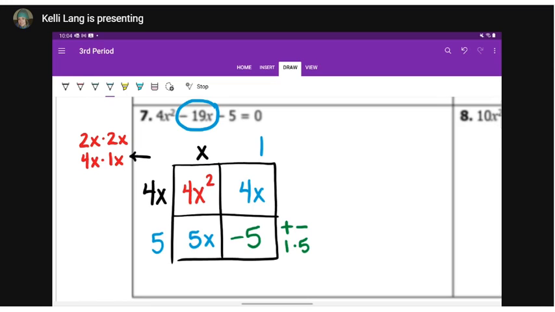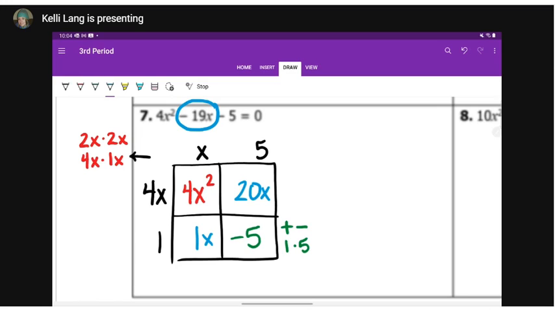Is the difference between 4x and 5x 19x? Absolutely not. This doesn't work. Try switching the 4 and the 5. Or, I'm sorry, try switching the 1 and the 5. I said 4 and 5. So when you switch the 1 and the 5, then you end up with 20x and 1x. Is the difference between 20x and 1x 19? Yeah, we're getting closer. Okay, so this looks a lot better.